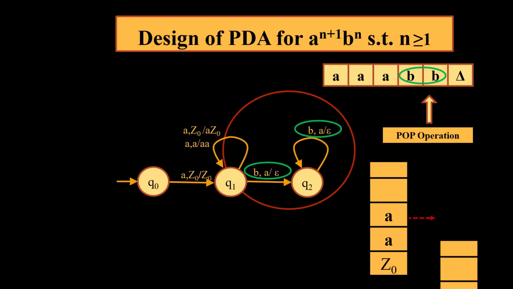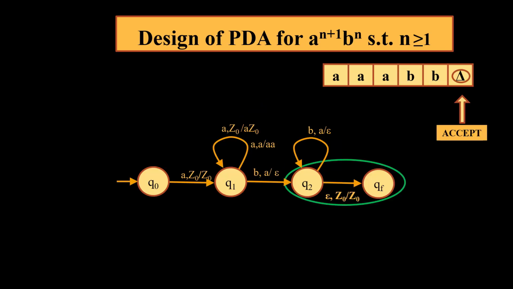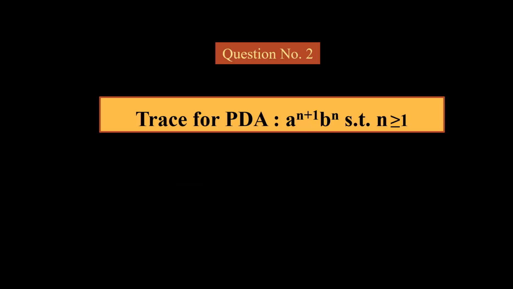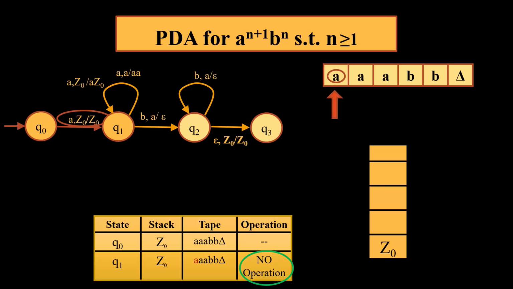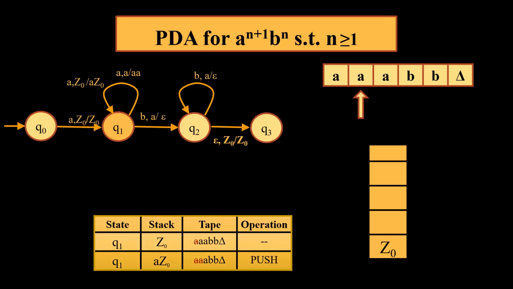When the tape is empty, the machine moves to the final state. Since the tape is empty and the stack is also empty, the machine will move to the final state. Now we will trace the various actions. For the first A, which is read, no operation will be performed, only read; no pop or push operation will be performed, and the machine will move from state Q0 to Q1.